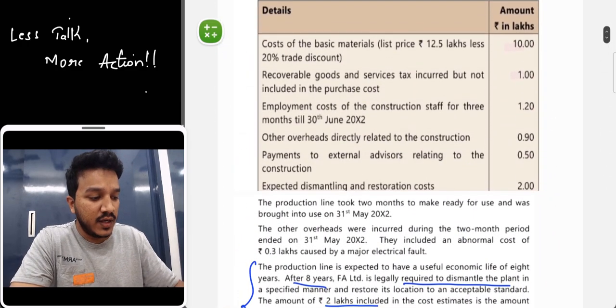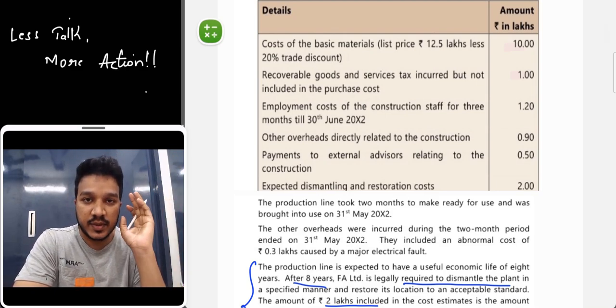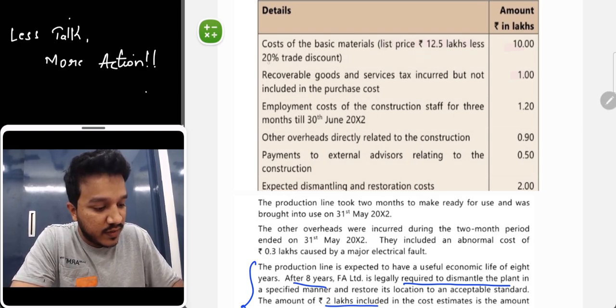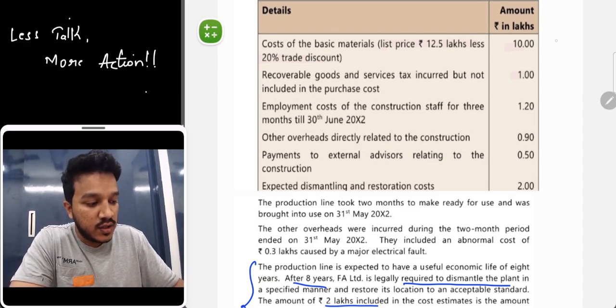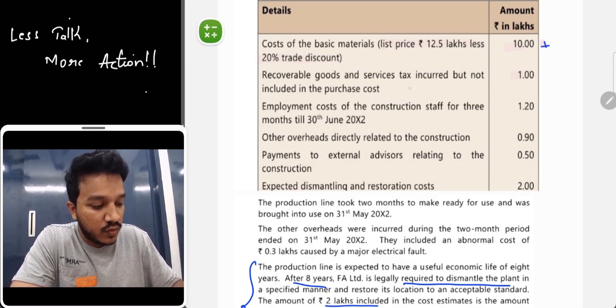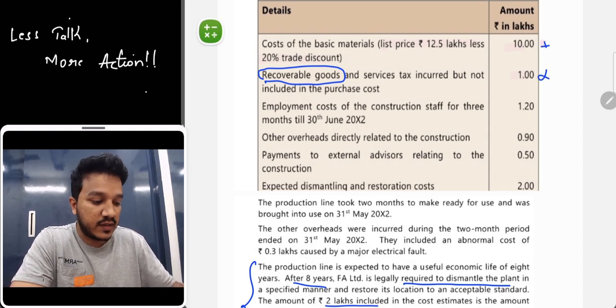First of all, we need to see what the cost of the asset is, only then will we know the depreciation. The cost of the asset is saying list price 12.5 less 20% rate discount. Anyways, we will not consider the 20% rate discount, so this 10,000 will come. Perfect, 10 lakhs will come. Perfect. Recoverable goods and services tax but not included in the purchase cost. He's talking about recoverable goods and service tax. So in case it is recoverable, we will not add this.